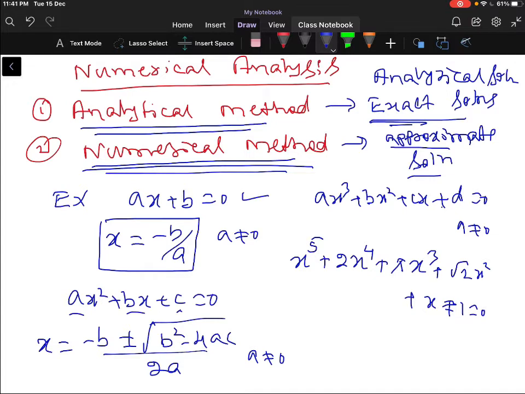If I consider an equation of degree 5 with coefficients as radicals, then for this particular problem, an analytical solution is not at all possible. So we can find the root of this equation with the help of numerical methods.